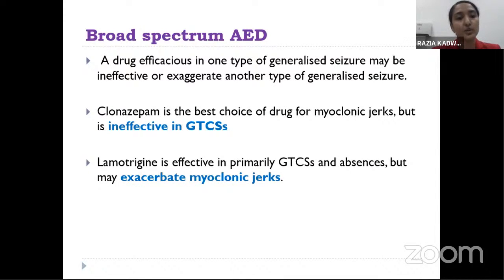For example, clonazepam is a broad spectrum anti-seizure medication. It is a good choice of drug for myoclonic jerks, but it is ineffective in managing generalized tonic-clonic seizures. Lamotrigine is effective in managing generalized tonic-clonic seizures as well as in absence seizures, but it may sometimes increase myoclonic jerks. So you have to be careful which drug needs to be started for which patient.